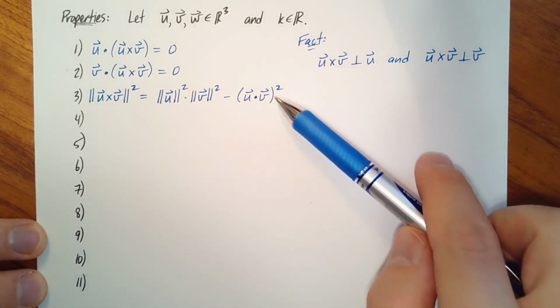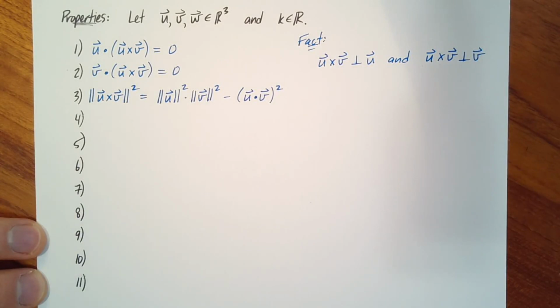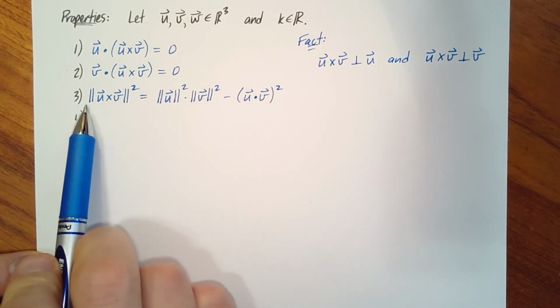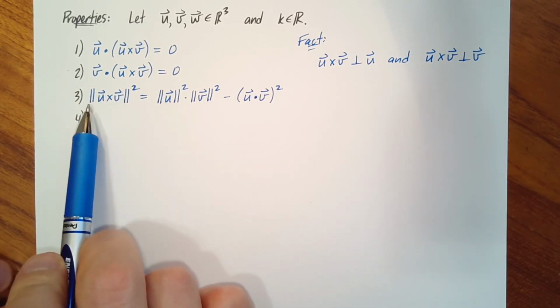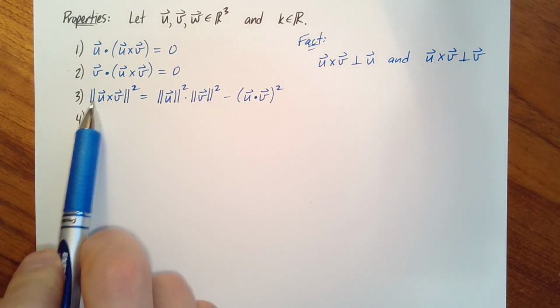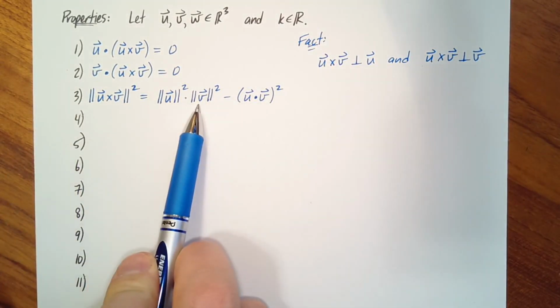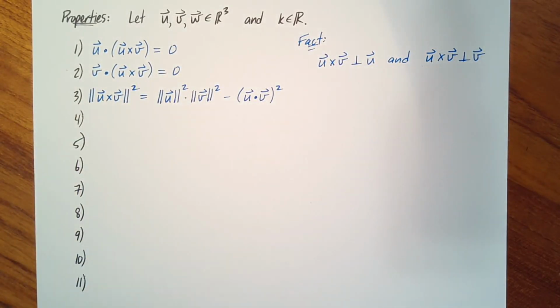But property 3 is not worth memorizing. You can always look it up if you need it. But what you should remember is that there is a property involving the norm of u cross v. There is an equation that tells you how to express the norm of u cross v in terms of the norm of u, the norm of v, and the dot product of u and v. The details you can always just look up.